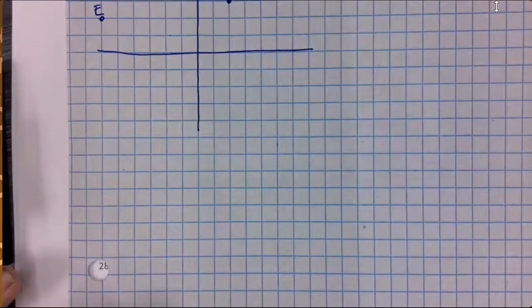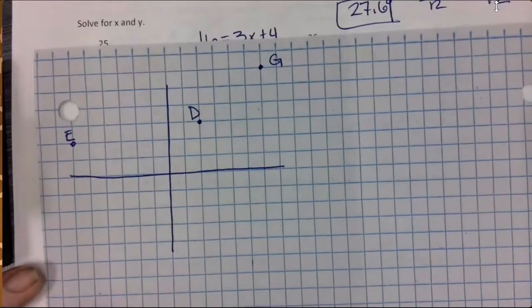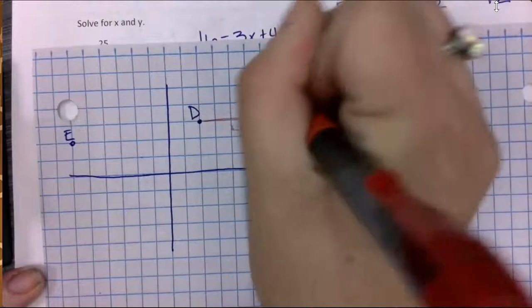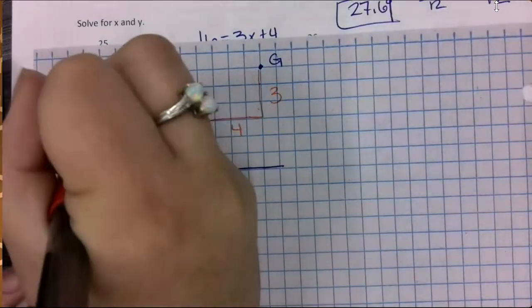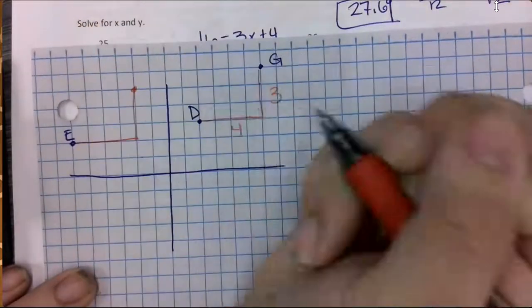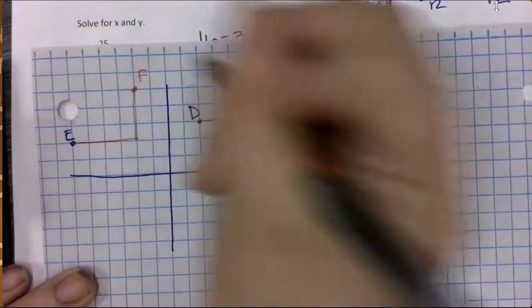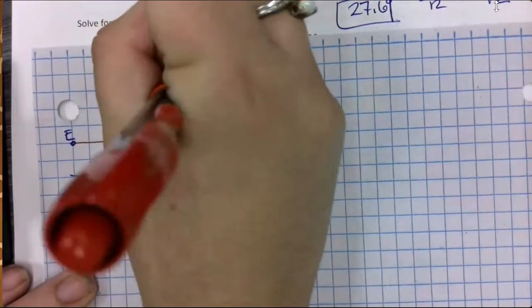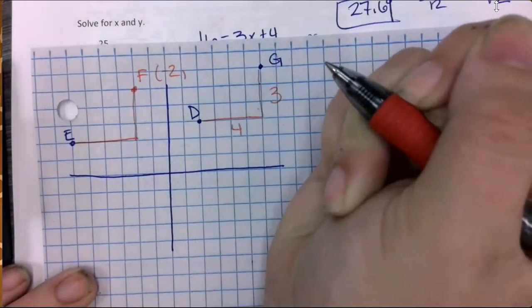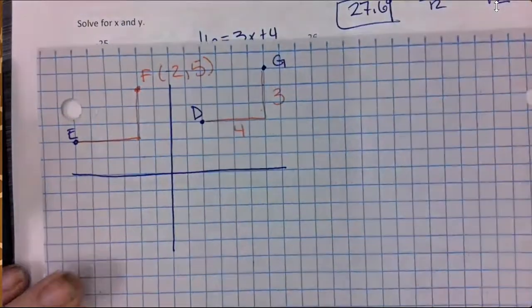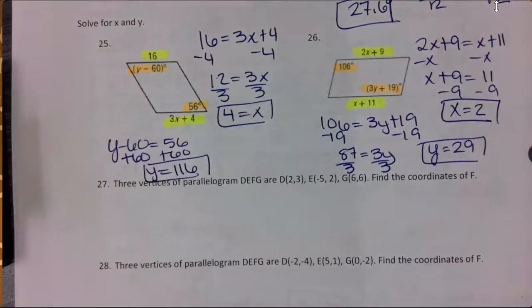Okay, so here are my points. What I can do is find the distance from here to here, which is over 4, up 3. And if I do the same thing from point E, I go over 4, up 3. This will give me my new point F, which is negative 2, positive 5. So my answer for number 27 is negative 2, positive 5.